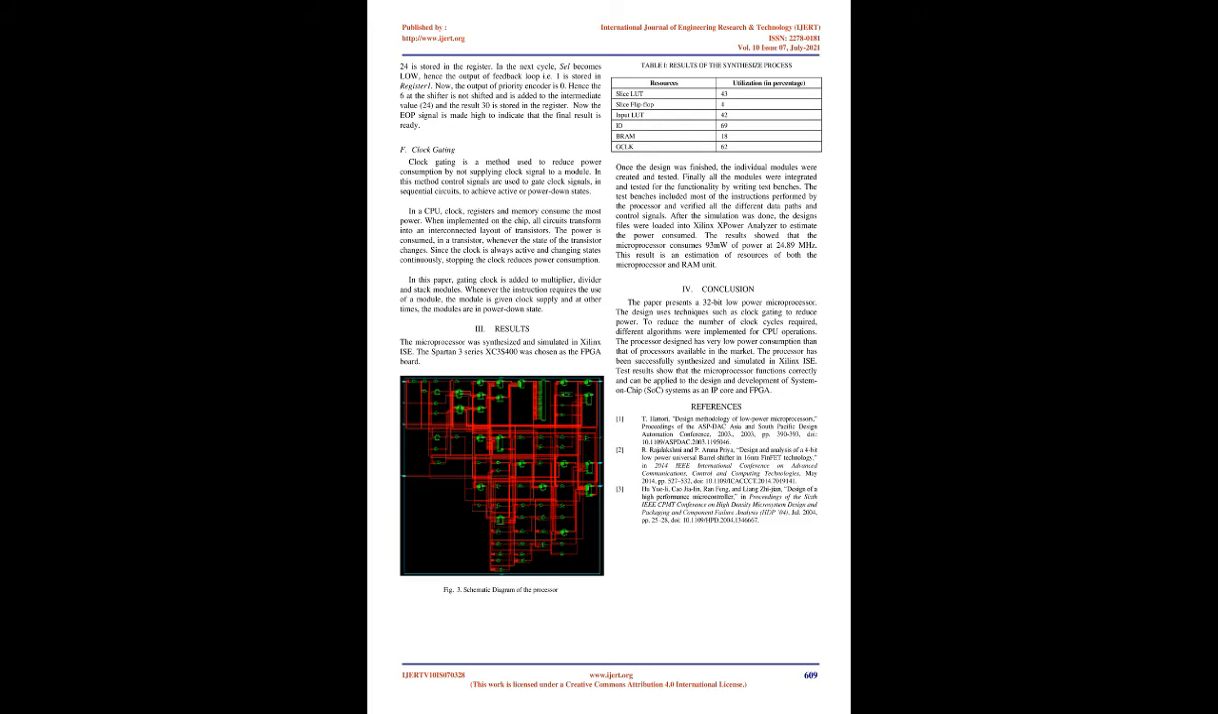F. Clock gating. Clock gating is a method used to reduce power consumption by not supplying clock signal to a module. In this method, control signals are used to gate clock signals in sequential circuits, to achieve active or power down states. In a CPU, clock, registers and memory consume the most power. When implemented on the chip, all circuits transform into an interconnected layout of transistors. The power is consumed in a transistor whenever the state of the transistor changes. Since the clock is always active and changing states continuously, stopping the clock reduces power consumption.